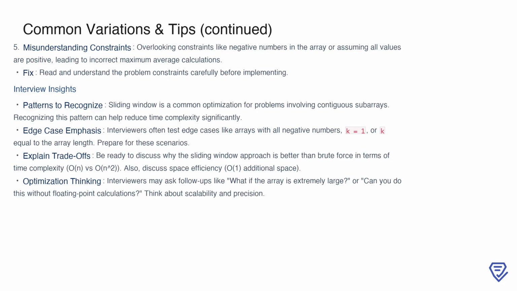Additionally, it's important to articulate the trade-offs of your approach. For example, explaining why the sliding window method outperforms brute force in terms of time complexity and space efficiency can make a strong impression. Finally, be ready to think about scalability and precision, particularly in follow-up questions about handling extremely large arrays or avoiding floating point calculations altogether.